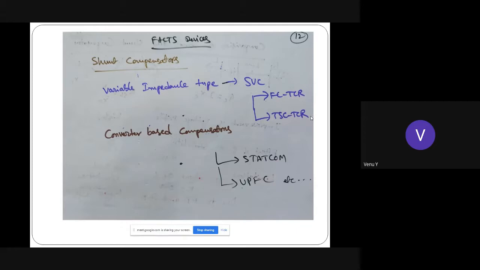The dynamic performance of converter-based compensators is superior to that of the previous devices, that is the variable impedance type or early FACTS devices, SVC. That is beyond our scope. If you want to understand this, you can refer to my YouTube channel, in which there are FACTS videos, which start from the MTech level. You can refer to those videos.